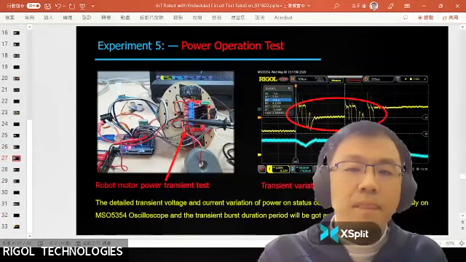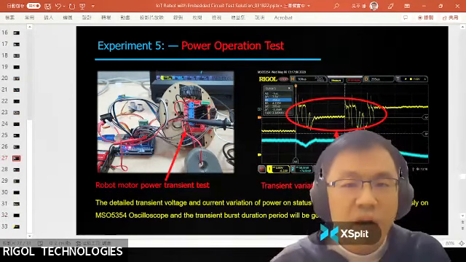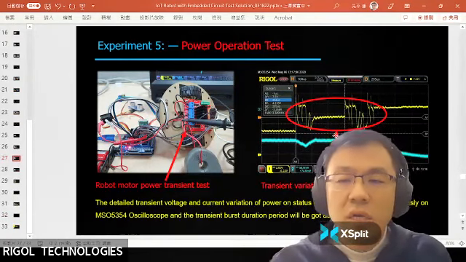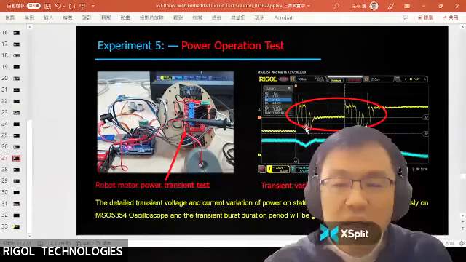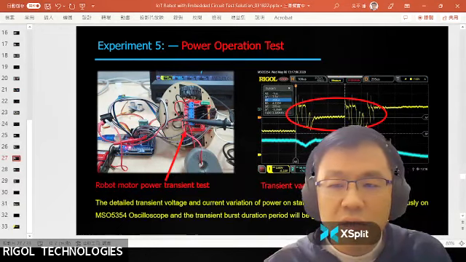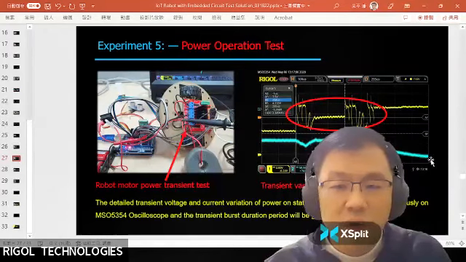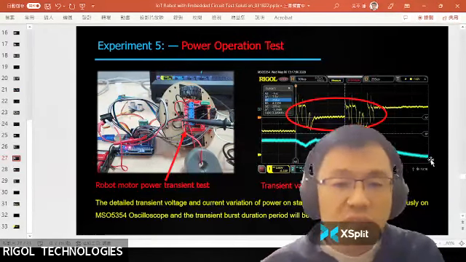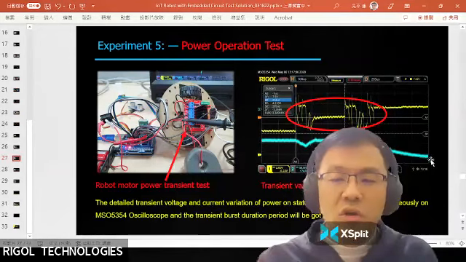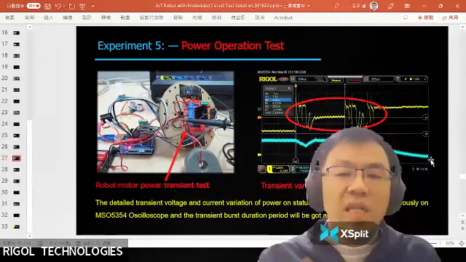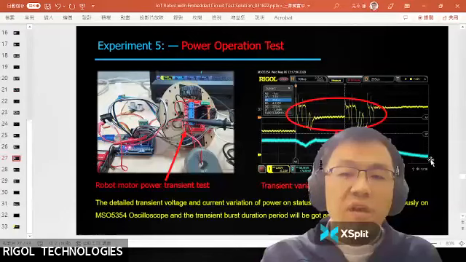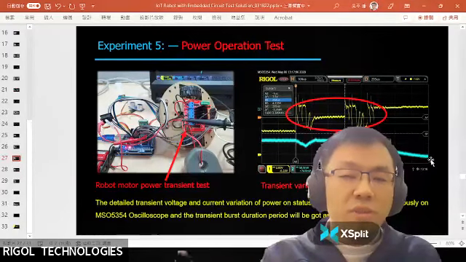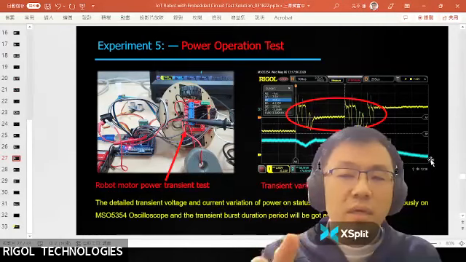Okay, so for experiment 5, the power operation test, you can also expand the time scale to see the detailed waveform on this one. So you can see the variation of the current signal and the falling time as well. The detailed transient voltage and current variation can be shown on the display very clearly, with a higher resolution to help the customer resolve any kind of signal variation and interruption in the waveform curve.